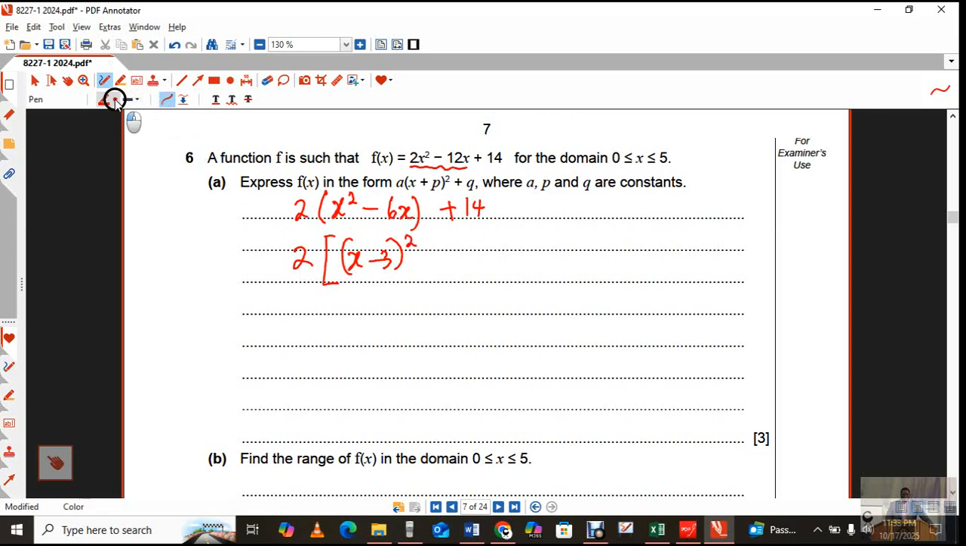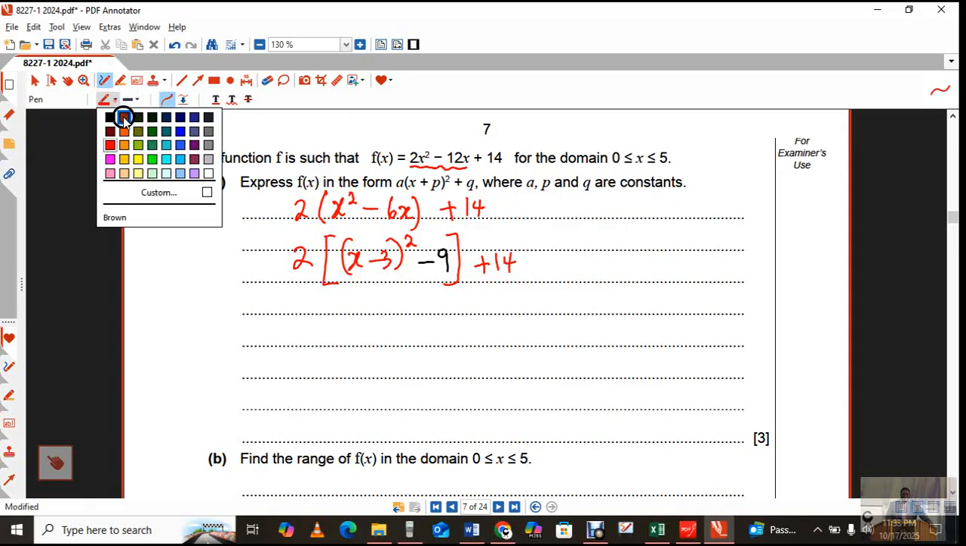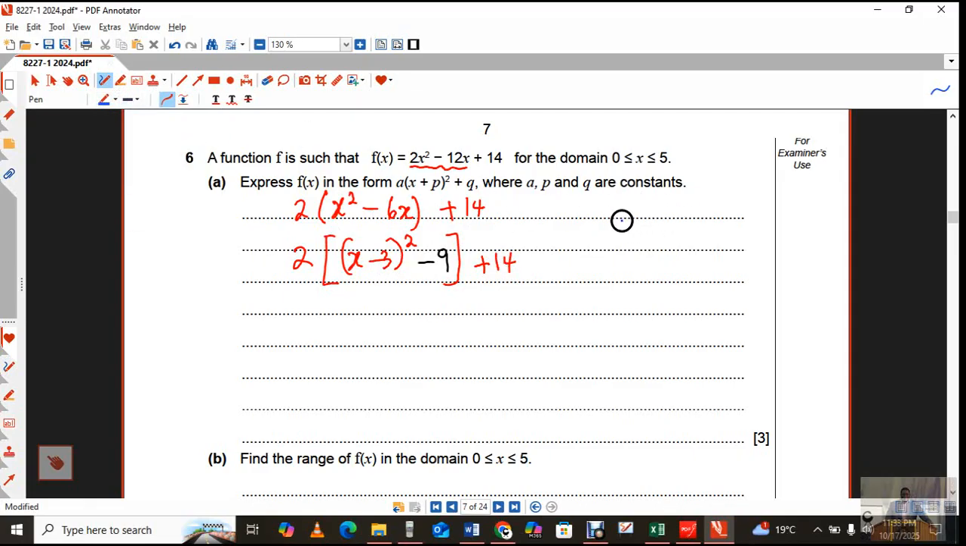Now here's the thing, if you multiply out this whole bracket, it will give you x squared minus 6x plus 9. So there's a 9 in there, so I'm going to take away the 9. Very important that you understand that concept. And then obviously plus 14. So if I reiterate on the side, x minus 3 all squared becomes x squared minus 6x plus 9.